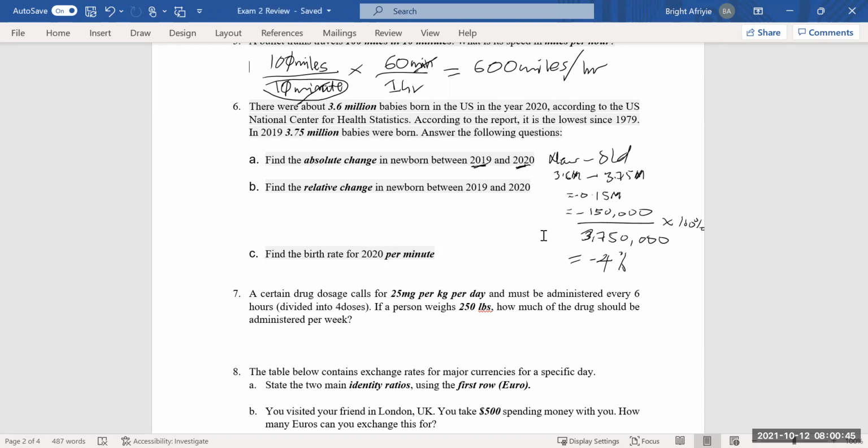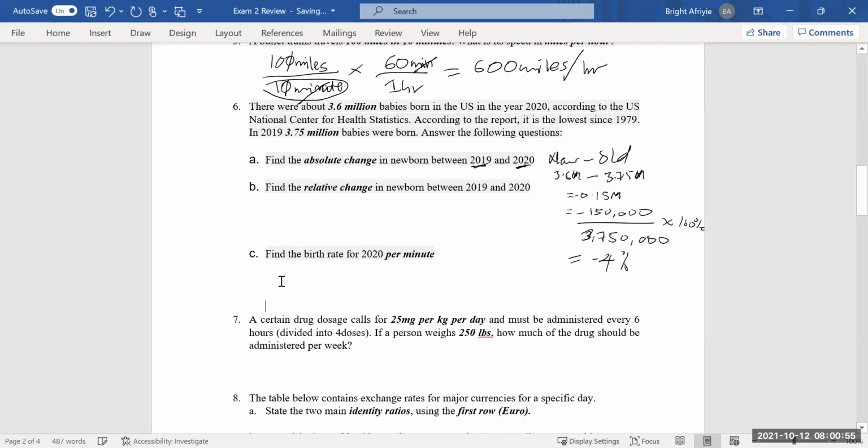All right, now let's go to C. For C, we want to find, and let me clear this off, the birth rate for 2020 per minute. So for 2020, we have the birth rate per year. Now we want to do the birth rate per minute. So we know that 3.6 million, okay, is the birth rate for the year.